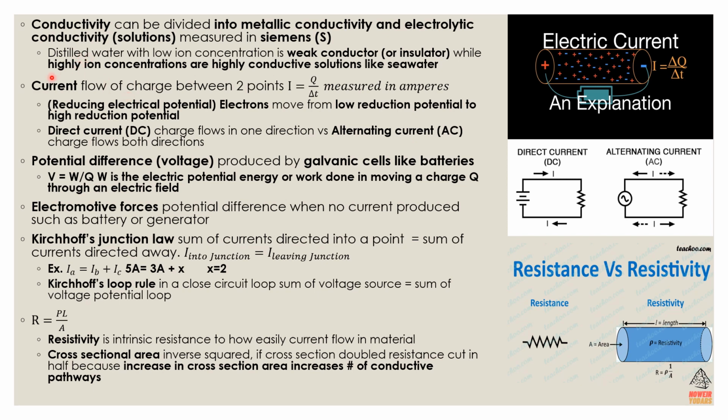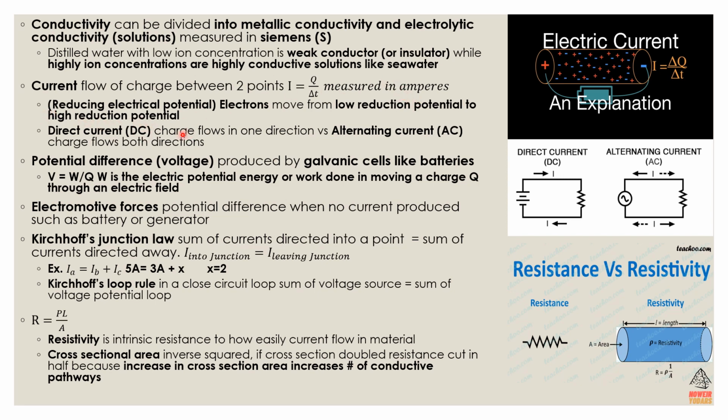And then current is the flow of charge between 2 points. The formula for it is I equals Q divided by t, and in this equation, Q is the electric charge that flows through a conductor in a given time interval.